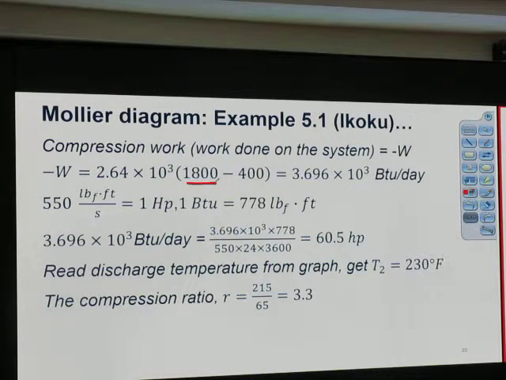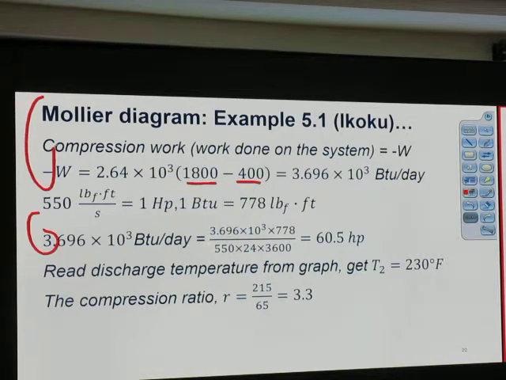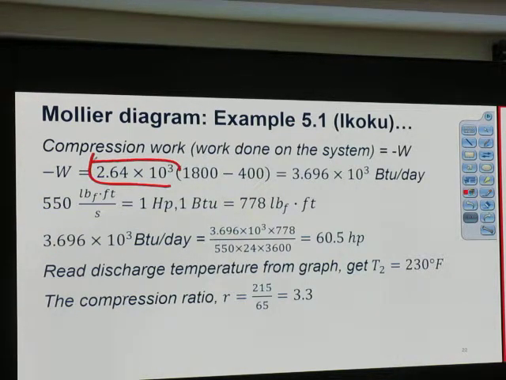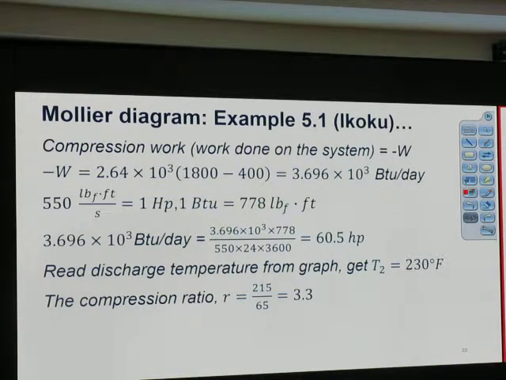Then the difference: 1800 is small h2, 400 is small h1, the suction side specific enthalpy and discharge side specific enthalpy. We get the difference. The unit of enthalpy from the chart is BTU per pound mole. Pound mole per day multiplied by BTU per pound mole, we get BTU per day. That is the amount of heat in BTU per day. Got it?